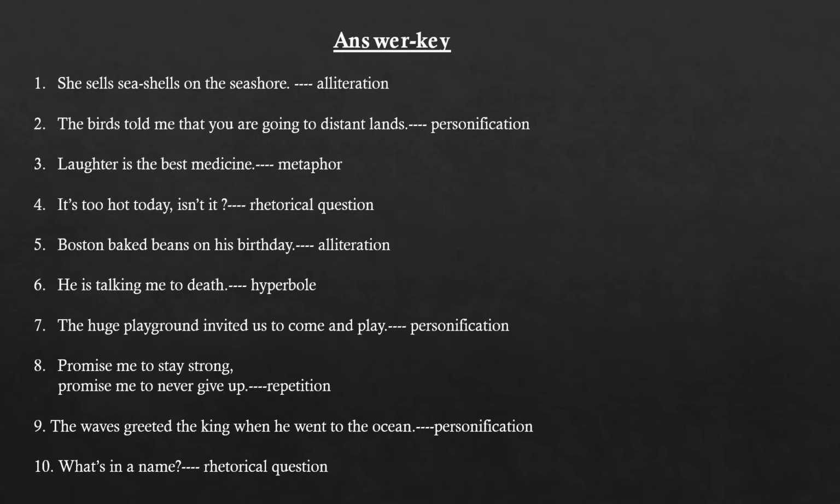So, this is an example of personification because the waves, which are an inanimate object, have been given a human quality.